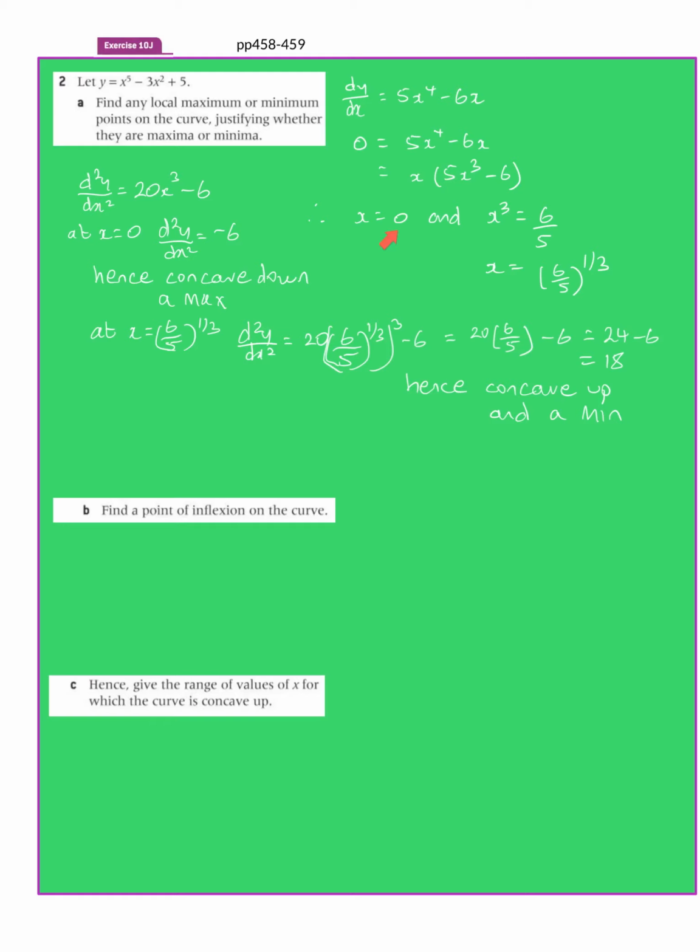Okay, one other thing we need to do here is it asks for the points. So we've got the x values, but we need to find the equivalent y values. So when x equals 0, we put it back into the original expression. So at x equals 0, y equals 5. And for the other one, we put that back in the original expression and find the y value. And so at x equals the cube root of 6 on 5, we find that y equals 2.97 to 3 significant figures.